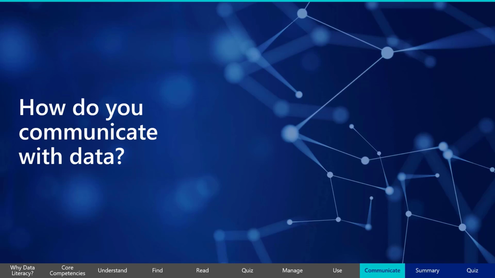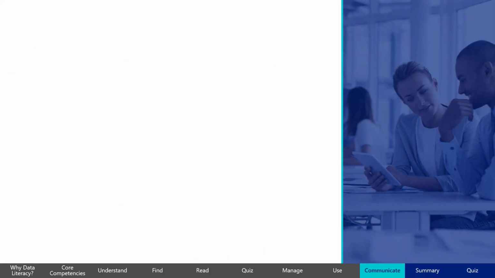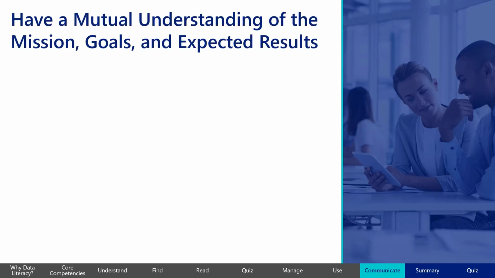Data literacy enables organizations and individuals to speak about data in a consistent, common language. Leadership and program staff need to be able to articulate the questions they need answered. Technical staff need to answer those questions in language the customer understands. Building effective operational relationships between business teams and data and technical teams begins with improving communication with each other. The first step is to have a mutual understanding of the mission, goals, and expected results.